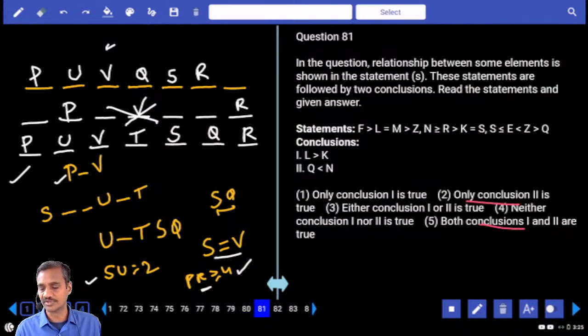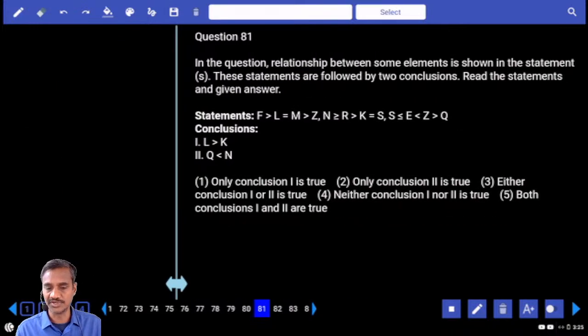The next one, 81 onwards, they are based on just inequalities, the relation between L and K. L is here, K is here. Now which element is common? Yes, tell me which element is common between these two. L and F, L and Z. No element is common, right?